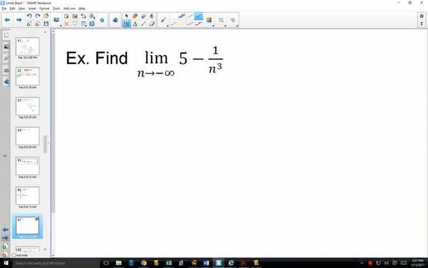Here we're getting to a very, very big negative number. If you divide by a very, very big negative number, it's going to get close to 0 as well, right? And so this limit's going to be 5 minus something close to 0. I mean, if you wanted to show it like this, you could do that as well. I know that 1 over n cubed is going to get really, really close to 0. And so if I subtract 0 from 5, my limit's going to be 5.